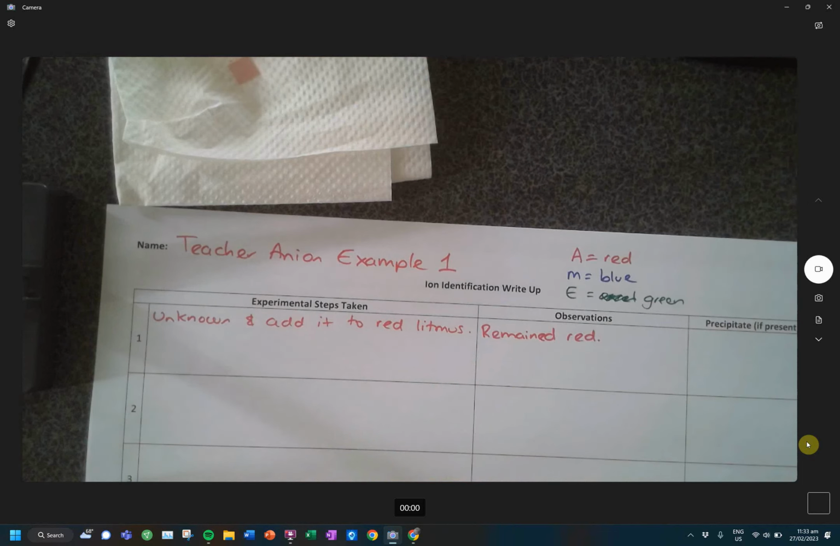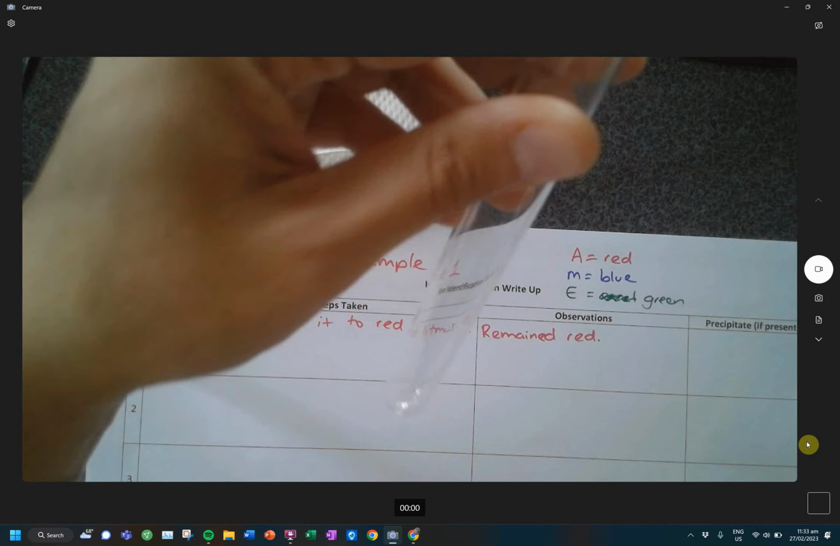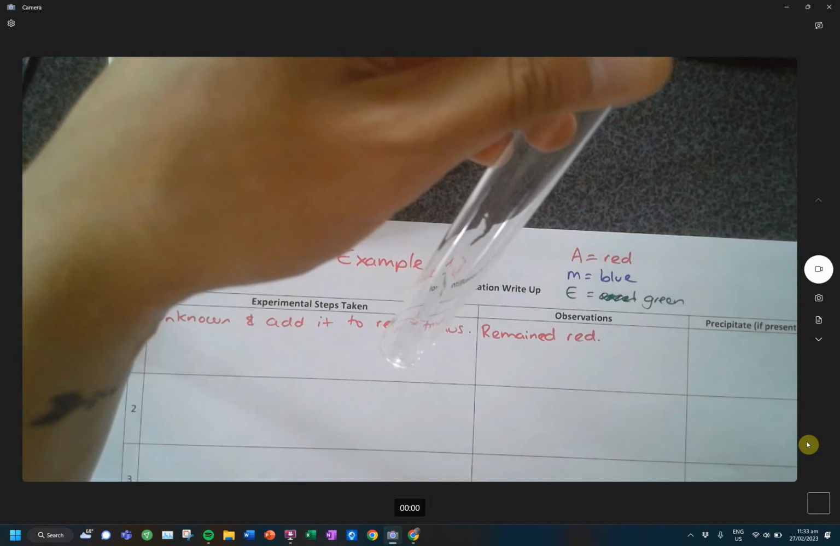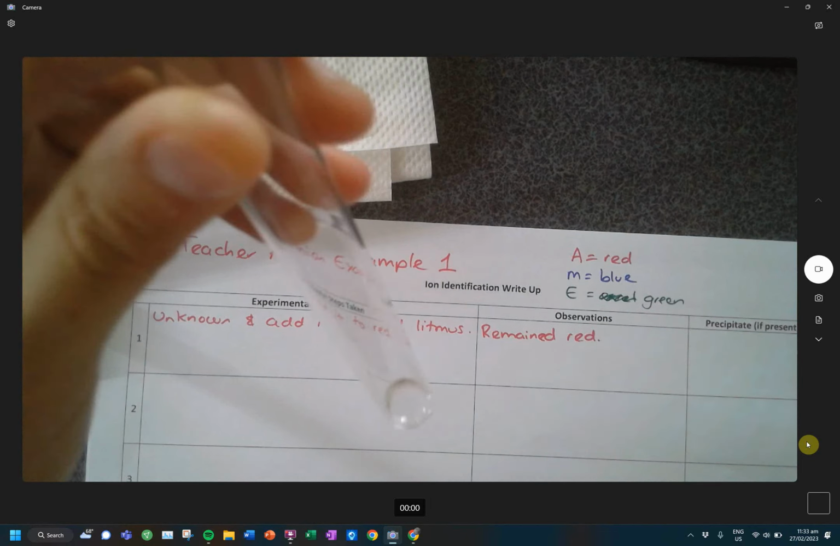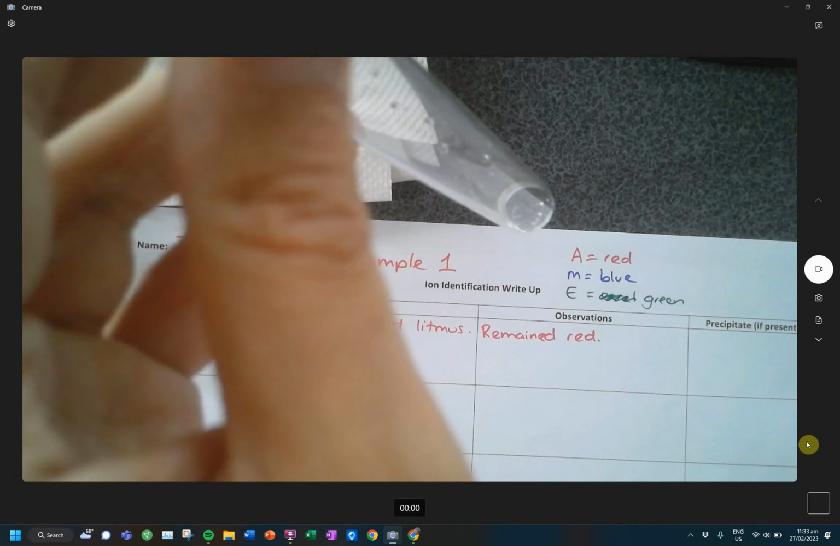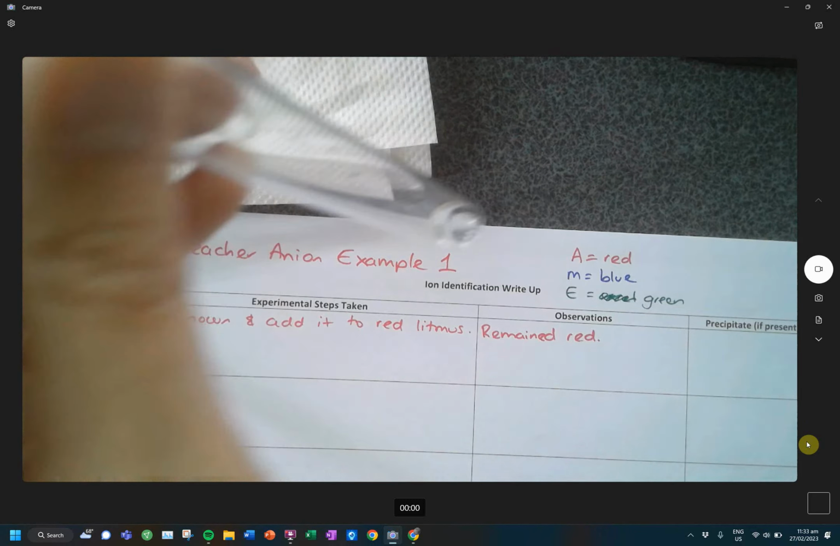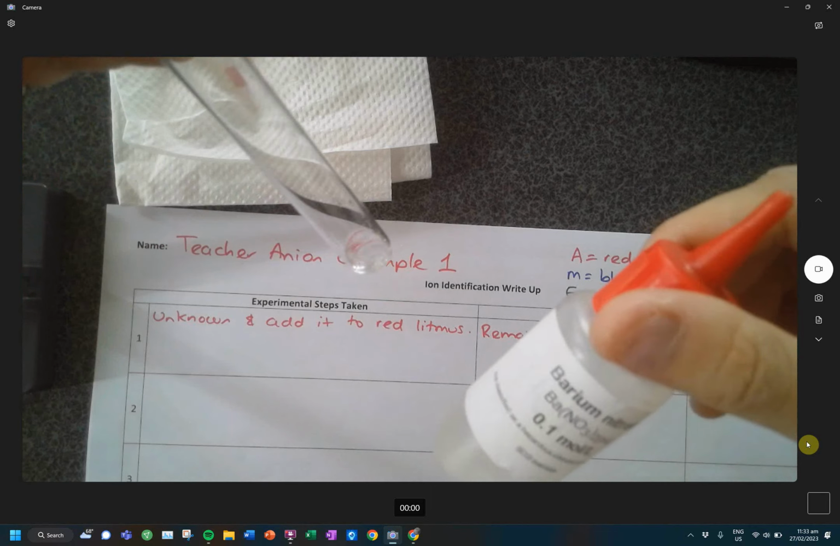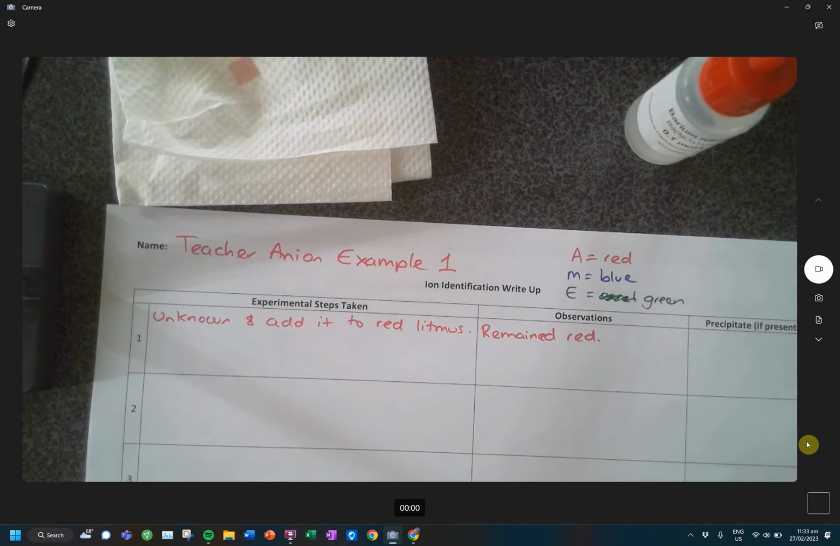So now I'll start moving to test tubes. I will add my unknown, and you just need a couple drops, like that. And then I'm going to grab my barium nitrate out of my box. Here's my barium nitrate, and I'm going to add a couple drops there to see what happens color change wise. Before we do it, let's write down what our step is.